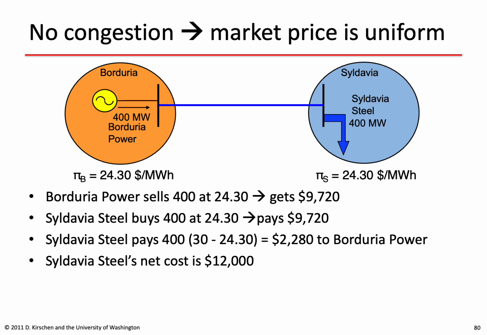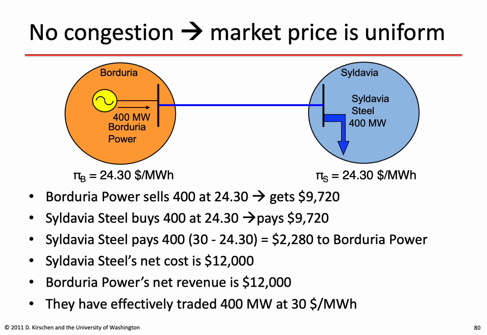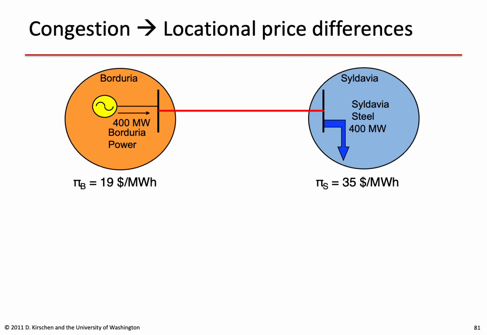Therefore, Syldavia Steel's net cost is 9,720 plus 2,280, which is $12,000. And similarly, Borduria Power's net revenue is also $12,000. So these two participants have effectively traded 400 megawatts at $30 per megawatt hour. Let's now consider a case where there is congestion on the interconnection between Borduria and Syldavia. And as a result of this congestion, the price in Borduria is $19 per megawatt hour, while the price in Syldavia is $35 per megawatt hour.